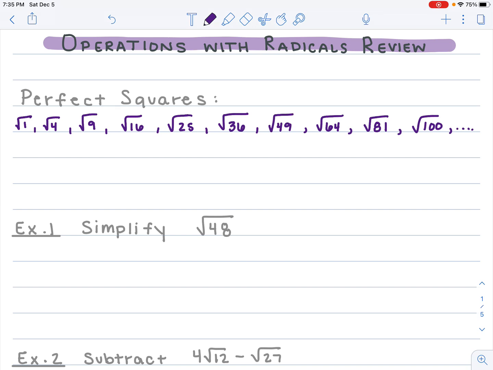I usually write out just the first 10 there. You're not going to use the square root of 1 very often. It's usually from 4 up to 100. Those are the ones you're going to see most often.